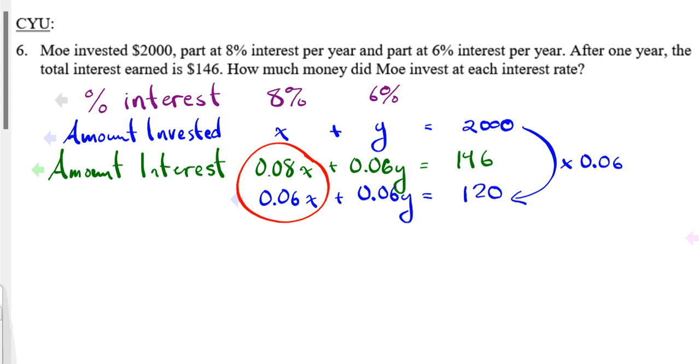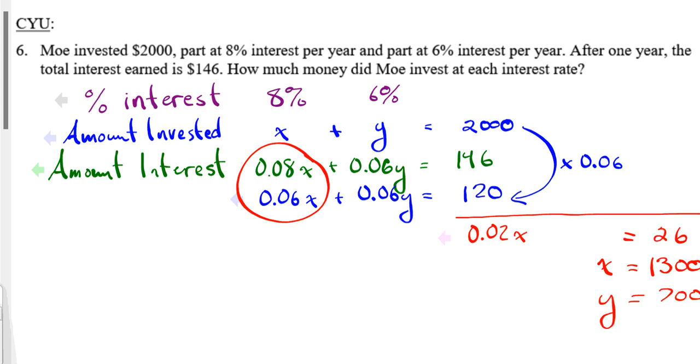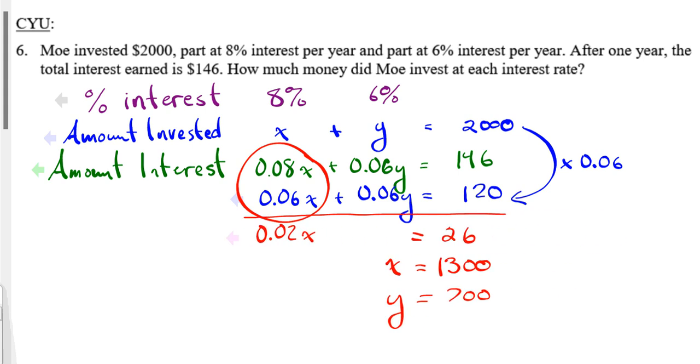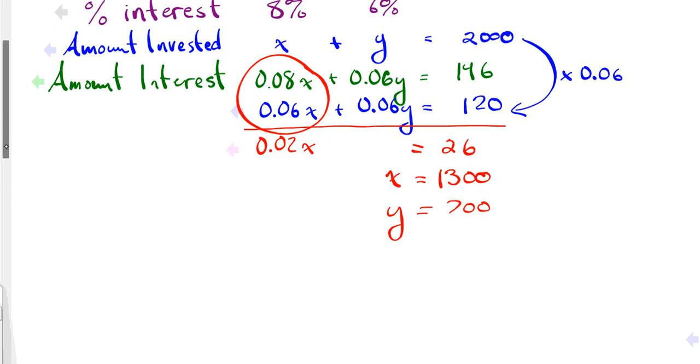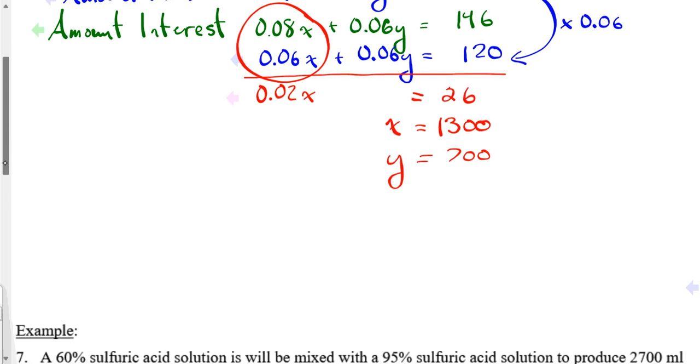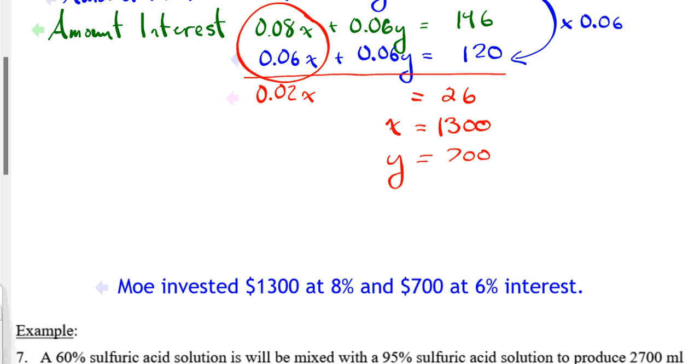Just continuing on here, now that I have the matching coefficients, I can subtract the two equations, get my x value, plug that into the first equation to get the y value. Then I can verify in the second equation and write my conclusion. So I'm not going to bother showing the verifying this time because we've done that a number of times. Just to keep us going here, there's my conclusion.